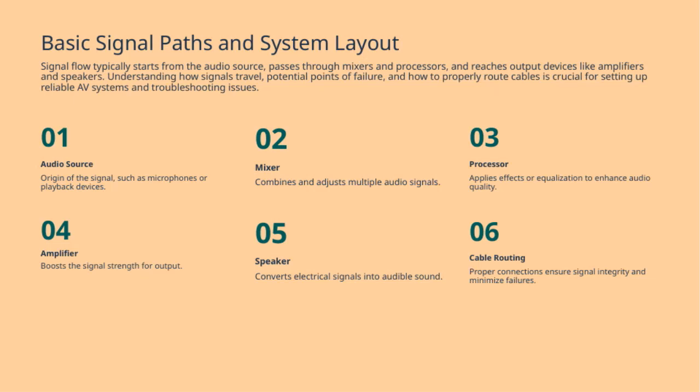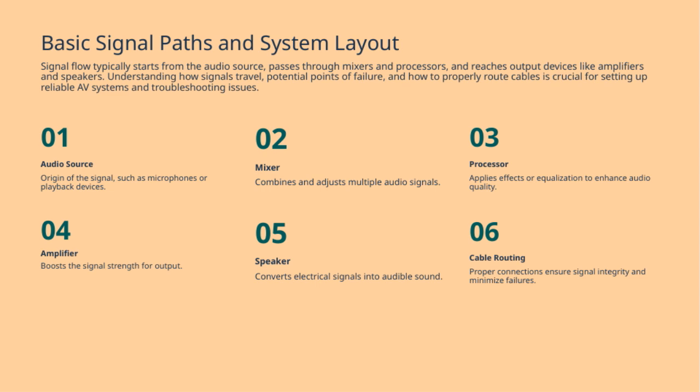Let's take a closer look at cable routing, which is a crucial part of setting up a reliable AV system. Proper cable connections are essential because they help maintain signal integrity and reduce the risk of failures. If cables are poorly routed or connected, you might experience dropouts or noise, which can really impact the overall performance.